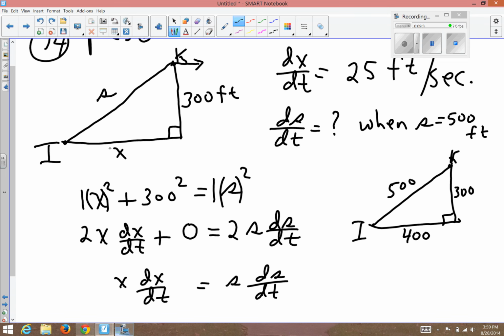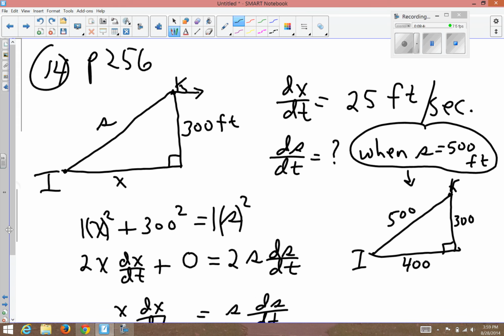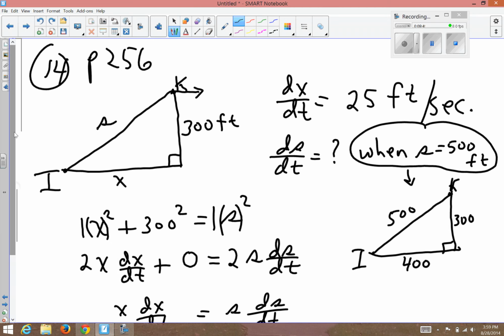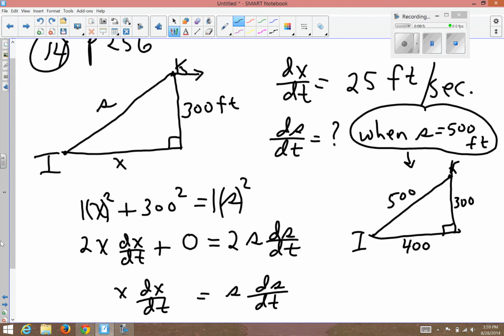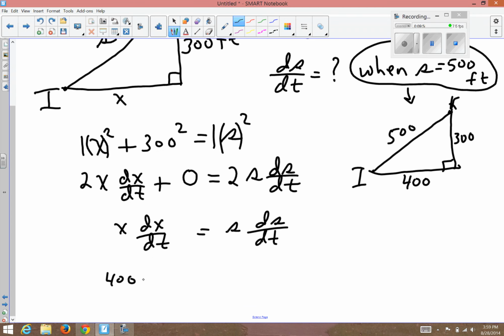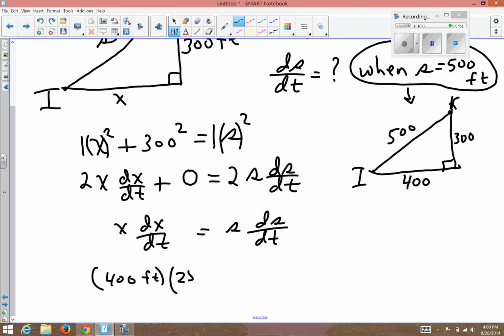So up here, this is a video because x is changing as the kite moves. s is changing also as the kite moves. So I took a snapshot at this instant. Right here, snapshot. So now we plug in the numbers. What I mean is, where x is, I put 400. Where dx/dt is, we put 25. So it's 400 feet. dx/dt is 25 feet per second. And where the s is, we put 500.